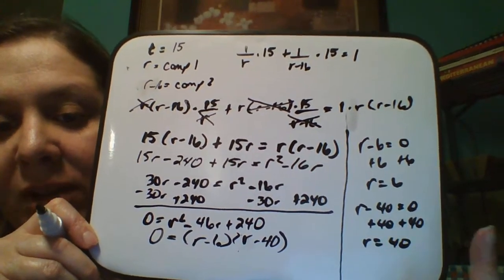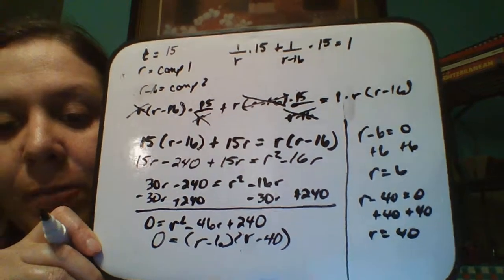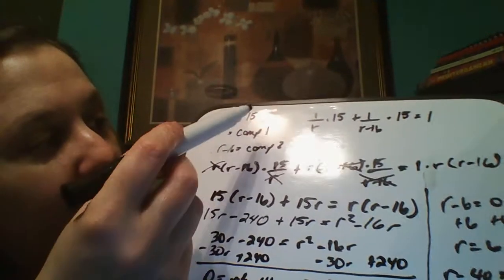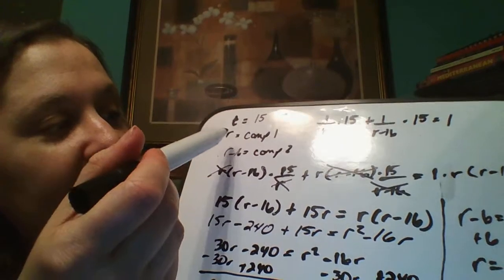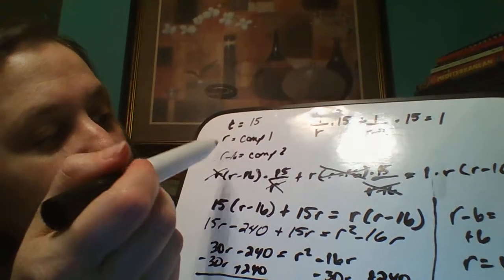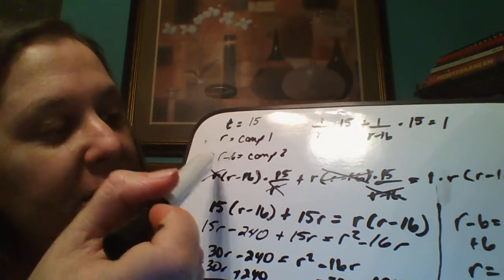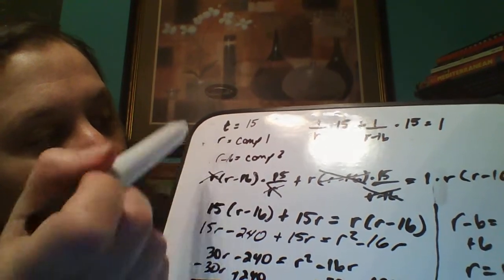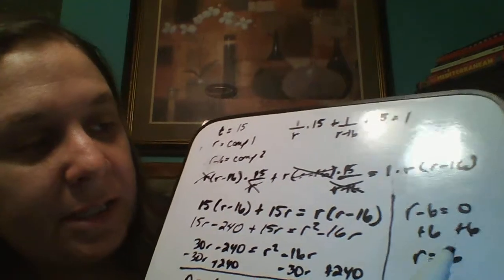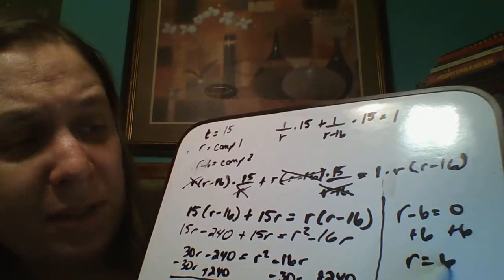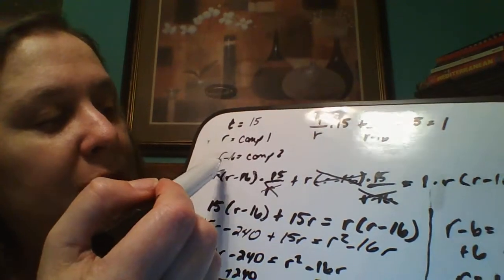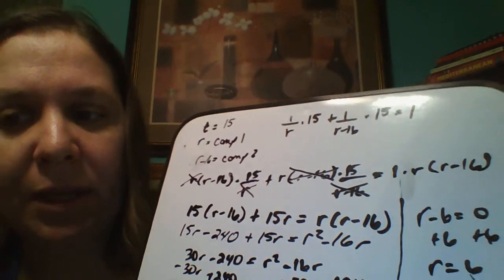Now we have two positive answers here, so we have to figure out which one is the correct one. And to do that, we're going to look back up at the top up here. The slower computer was r. The faster computer was whatever the first computer's time was, minus 16. So if I take the slower computer's time to be 6, and I put that in up here, I get 6 minus 16, which gives me a negative rate, which isn't possible. So r equals 6 is not a solution.